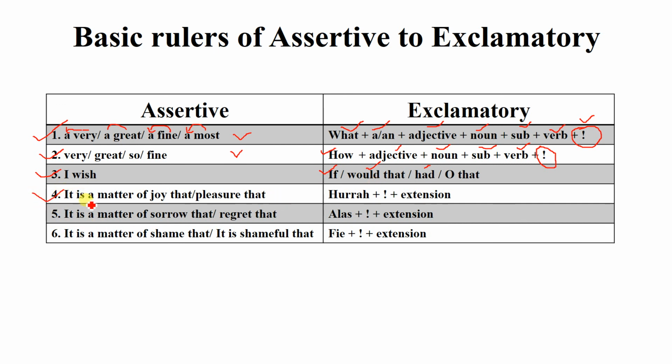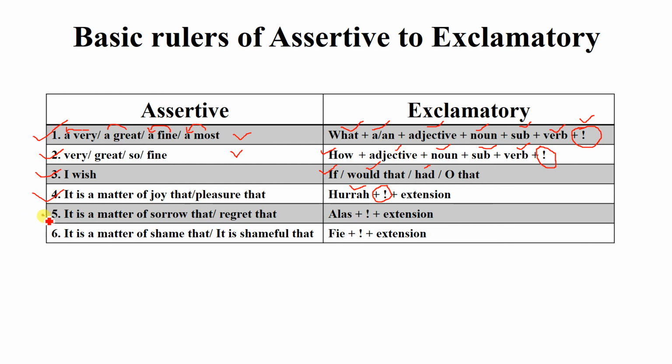Number four: if any statement contains "it's a matter of joy that" or "pleasure that," instead of it you have to use just one single word, "hooray." Then you write down the rest of the sentence, and after "hooray" you have to use a note of exclamation, because here the emotion is expressed. Where emotion is expressed, you have to use a note of exclamation.